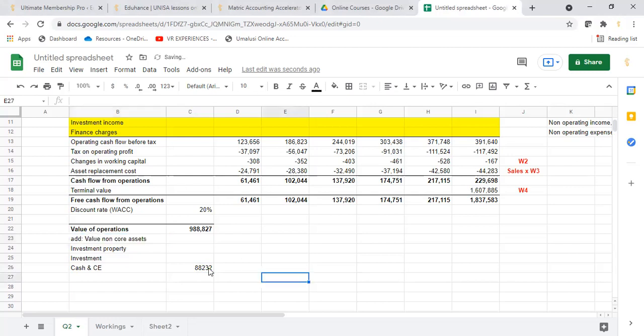Okay, so there we have that. This will give us the value of business. But we don't want the value of business. We need to get the value of equity. So therefore we need to subtract the value of debt. Okay, so value of business.